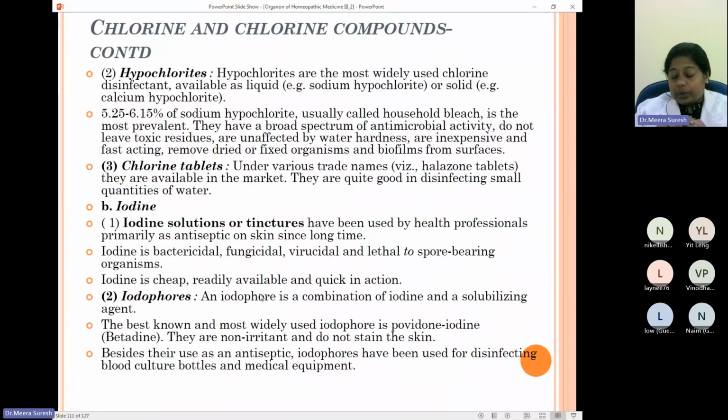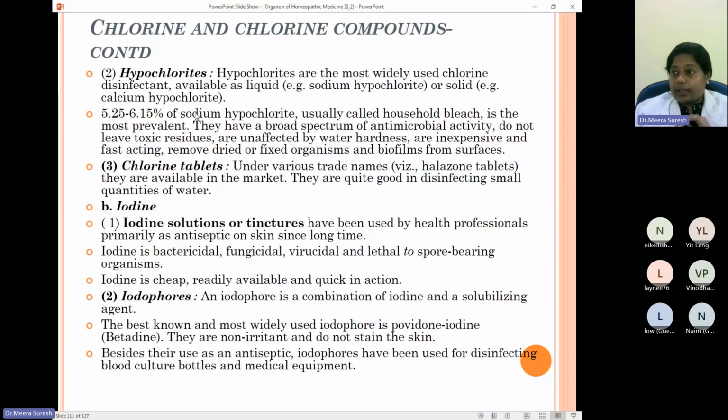The second one under the chlorine is hypochlorites. Hypochlorites are the most widely used chlorine disinfectant, which is available in liquid form. The other one, the bleaching powder, is available in the solid or powder form. But hypochlorite, we get it in the liquid form, and it can be available in the liquid form and also in the solid form. The liquid form is sodium hypochlorite and the solid form is actually calcium hypochlorite.